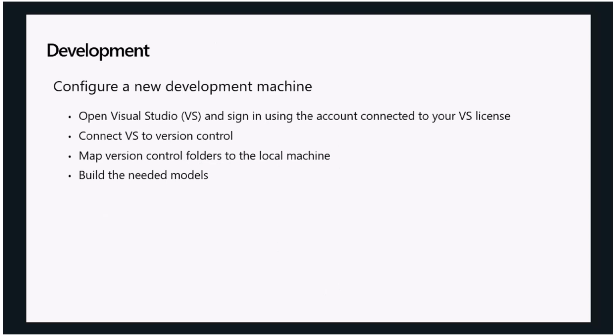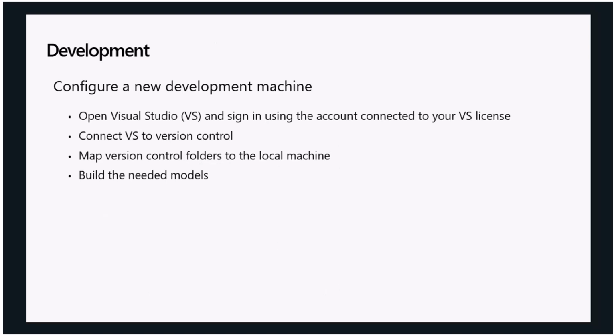To configure a new development machine, you need to open Visual Studio and sign in using the account connected to your Visual Studio license. You do need a Visual Studio license for development work, and those are around $50 a month. Also, MSDN does work as well. And then you can connect Visual Studio to version control, and like I mentioned before, this is all standard DevOps and Visual Studio stuff. Nothing here is specific to finance and operations. And you can use a different account for your license and your version control.